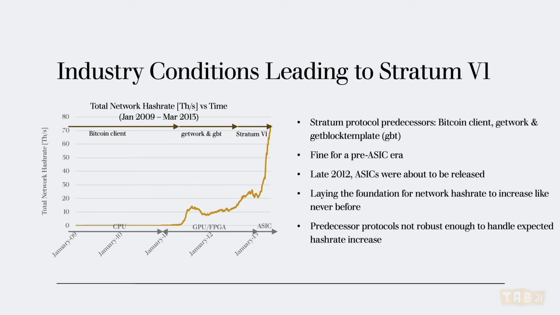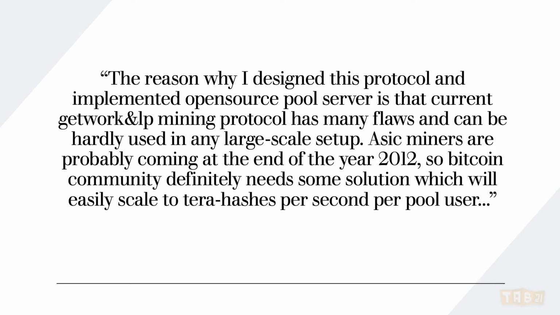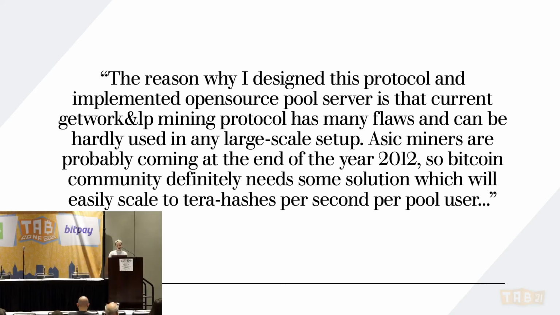And before that, we had a hash rate spike when we switched from CPU to GPU mining, and we also got a new mining protocol, which was GetWork. So Stratum V1 was created by a Bitcointalk user named Slush. He explained his reasoning for creating the protocol as follows.